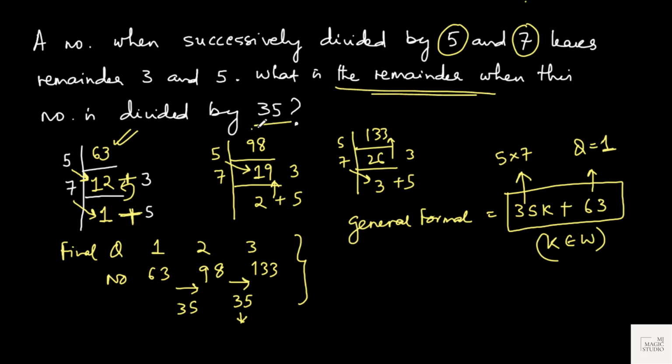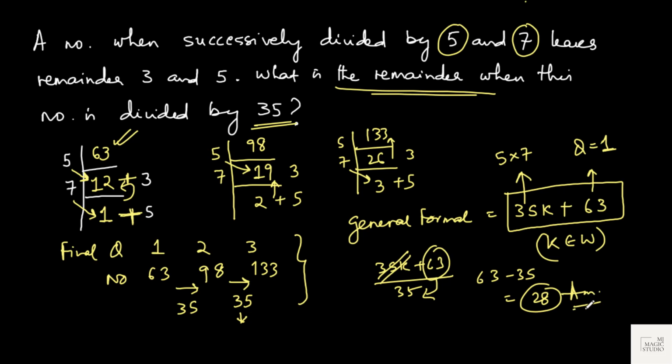Now the question is, what is the remainder when this is divided by 35? Bingo. 35k plus 63 is divided by 35. This is obviously divisible by 35. Remainder would be simply what you get when 63 is divided by 35. So remainder would be 63 minus 35, that is 28. So the answer for this question would be 28.